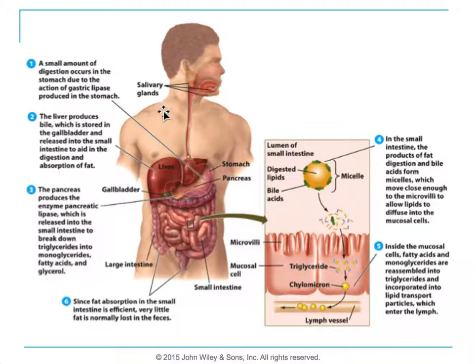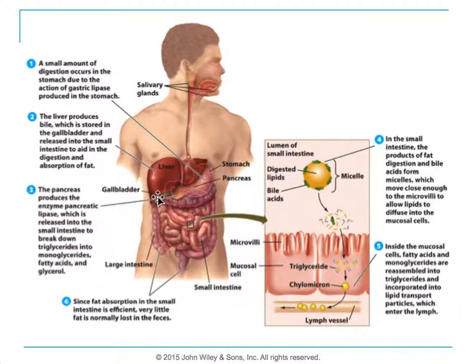A very small amount of lipid digestion occurs in the stomach due to the action of gastric lipase. Lipase, we have that ASE suffix telling us that that's an enzyme, that, in this case, lipase digests lipids. Gastric lipase produced in the stomach will digest fats a little bit. Then the liver produces bile, which is stored in the gallbladder and released into the small intestine to aid in the digestion and absorption of fat.